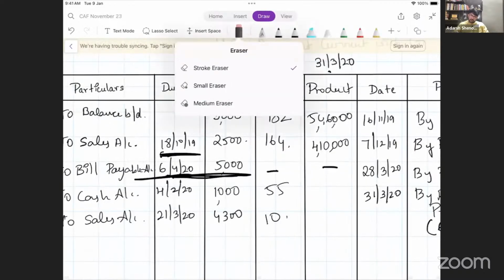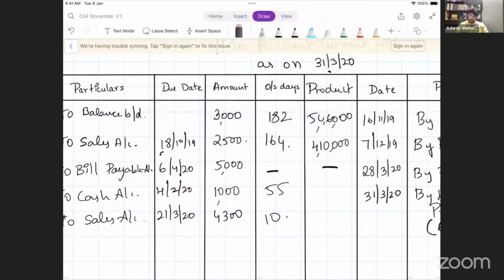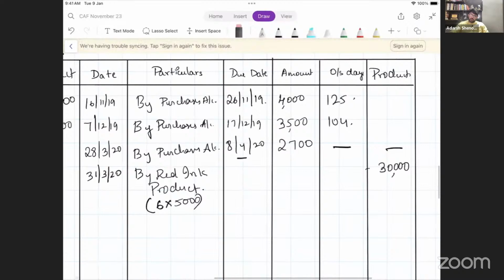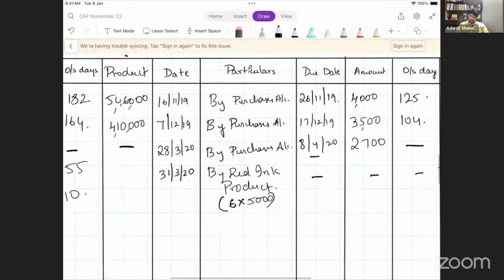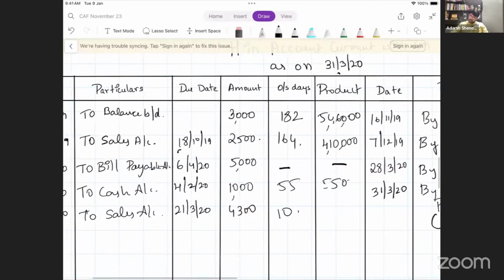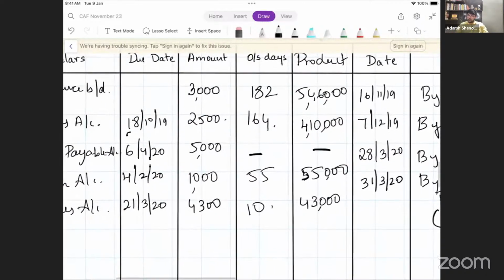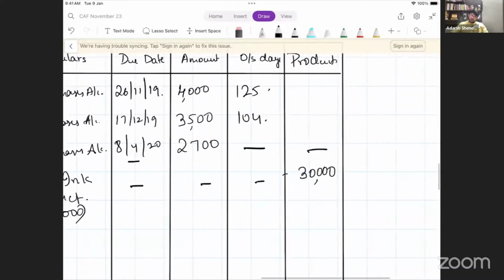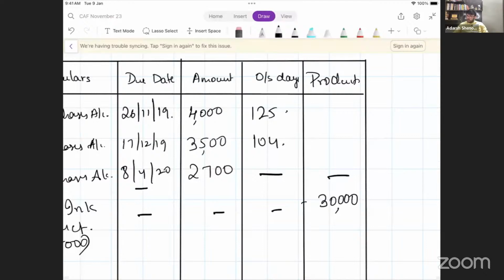I hope you have followed this. Only product column, nothing else. Don't fill anything else. Keep everything empty. Just product column. Do the calculation in the bracket and put it in the product column. That's all. Okay. Then 1000 into 55, 55,000. 4,300 into 10, 43,000. 4,000 into 125, 5 lakhs.